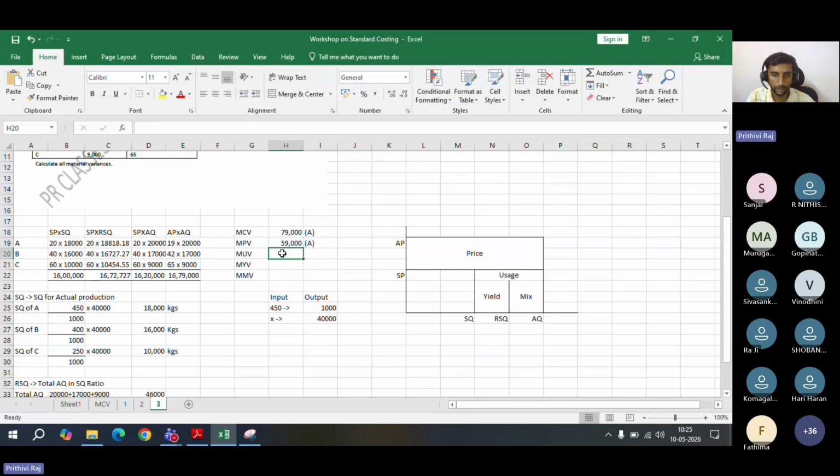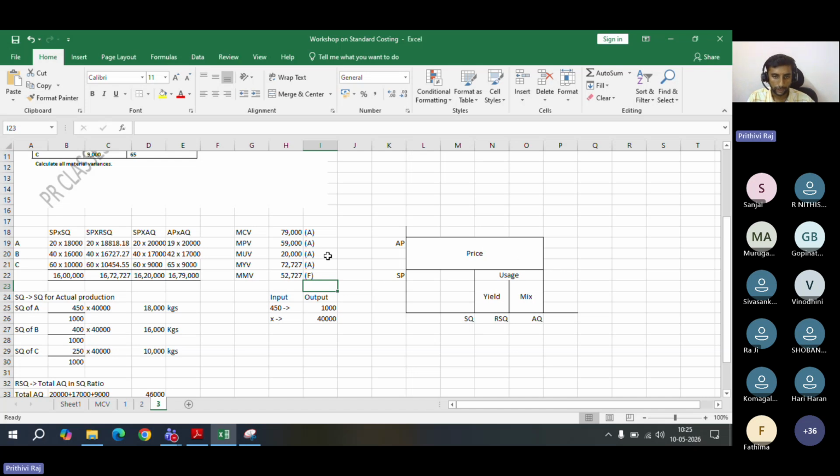Okay, let's check. Material usage variance is this box: SP into SQ minus SP into AQ. This is also adverse. Everything is coming up. Next, material yield variance is this box: SP into SQ minus SP into RSQ. This is also negative, adverse. Then the mix variance is SP into RSQ minus SP into AQ. This one alone is favorable.